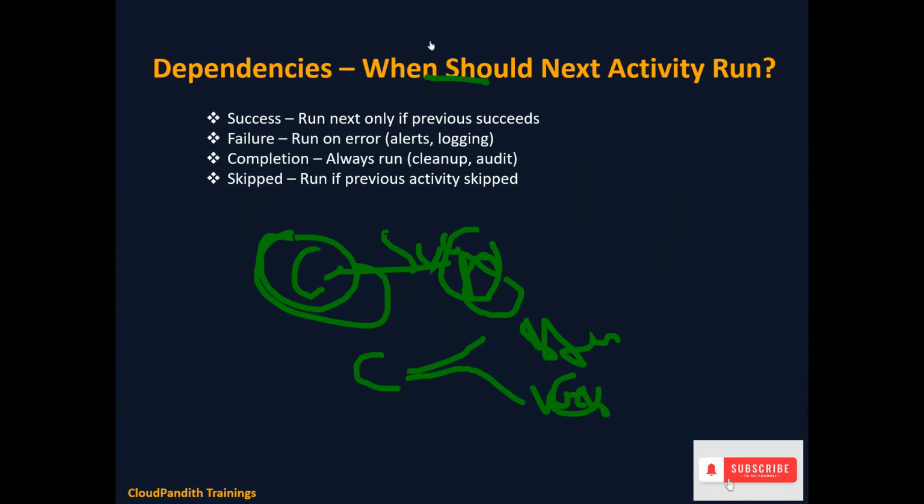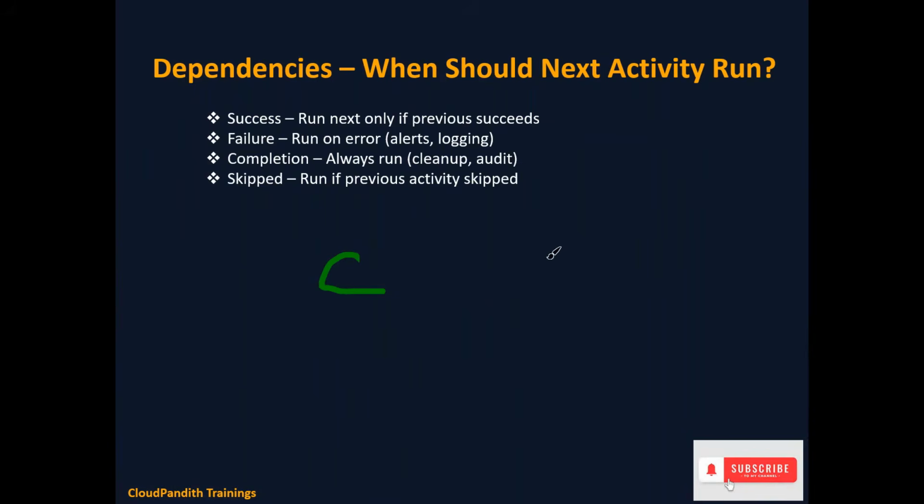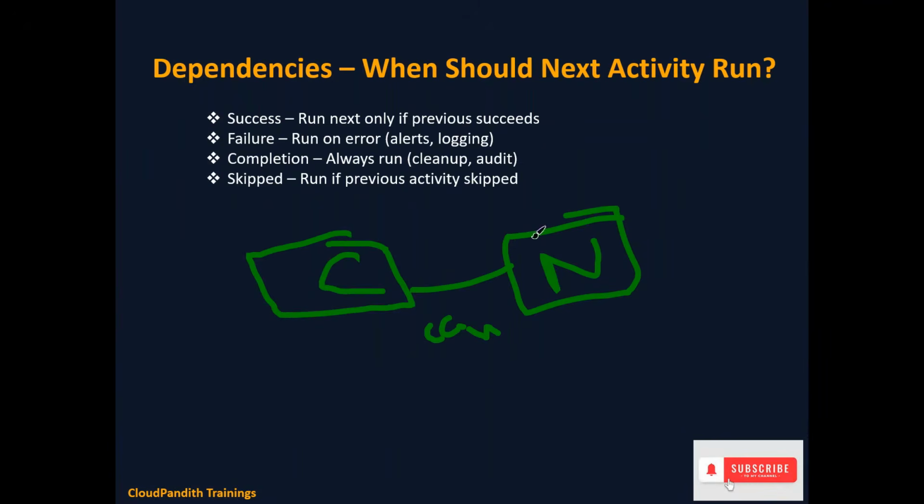You also have something called completion between the copy activity and, let's say, the notebook activity. Completion means irrespective of whether the copy activity succeeded or failed, it doesn't matter, you are running the notebook activity. Similarly, you also have skipped, which means you have two copy activities.